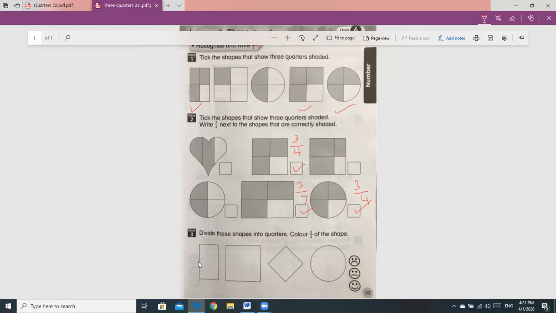With your ruler, you have to cut them into equal parts. For sure, I can't do it exactly here because I don't have a ruler. You have to divide into four parts, but they have to be equal. This is not equal. You have to divide into equal parts and color 3/4. Try to do it with your ruler. Divide into four equal parts and color three out of them. I hope that you understand what's meant by quarters and what's meant by 3/4.